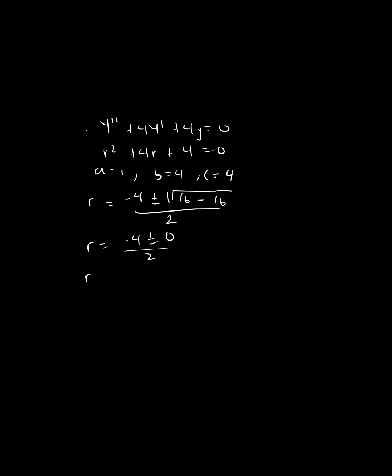Then our r is going to be equal to negative 4 plus 0, that is negative 4, divided by 2, which is going to be negative 2, or negative 4 minus 0 is negative 4, divided by 2, which is going to be negative 2. So now we can see that the roots are real, but they are equal.